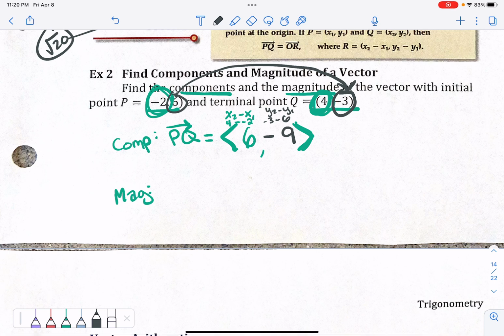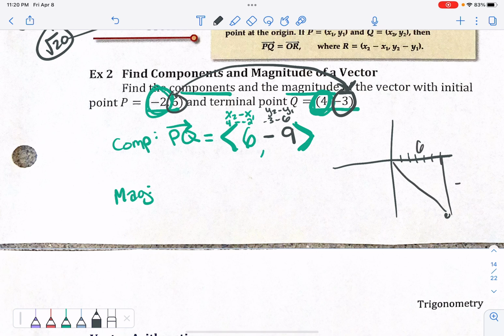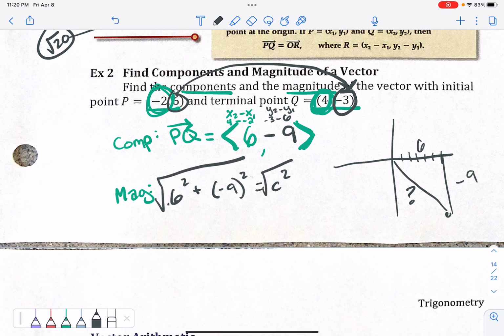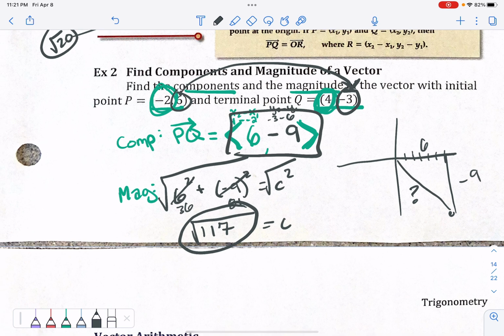And then if I'm trying to find the magnitude, 6, -9 would be 1, 2, 3, 4, 5, 6, -9, all the way down here, right? To find the magnitude, you're just going to do the Pythagorean theorem. So 6 squared plus (-9) squared equals c squared, okay? And we're going to take the square root of that. This is 36. This is 81. And so your c is going to be the square root of 117. And if it doesn't come out nicely, we just leave it as the square root of 117. That is your magnitude. So we did component form and we did magnitude, okay?